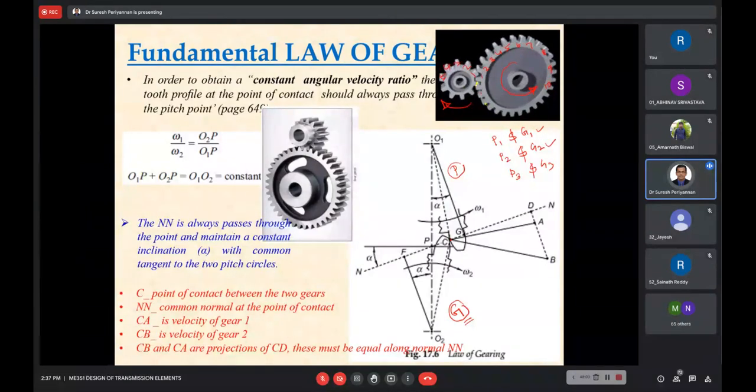Now P2 is coming and engaging, where the gear tooth and pinion tooth make contact. That point must be the same. Just imagine how much accuracy we have to follow while manufacturing the gears. The same point: P1 and G1, P2 and G2, P3 and G3, whenever they consecutively engage and disengage, must happen at the same point. Only then are we able to obtain a constant velocity ratio. That is the fundamental law of gearing.